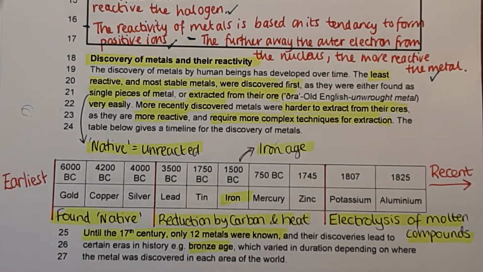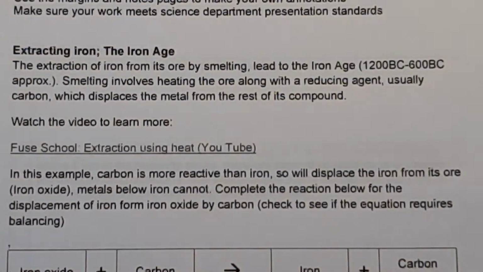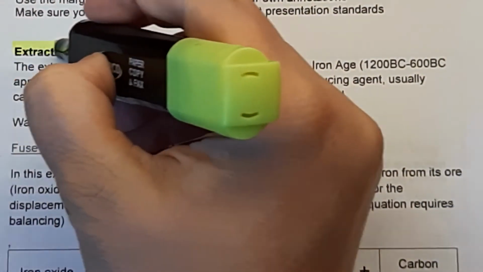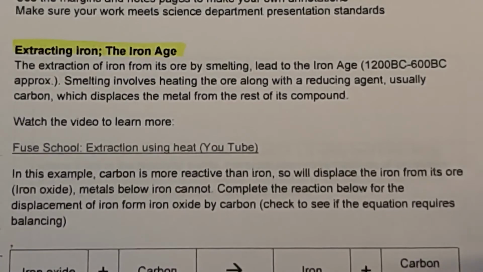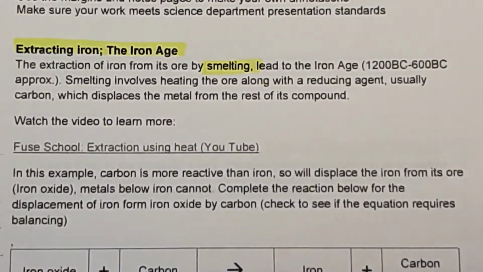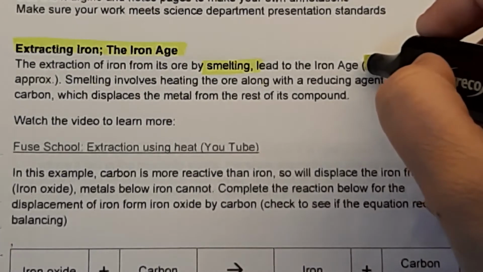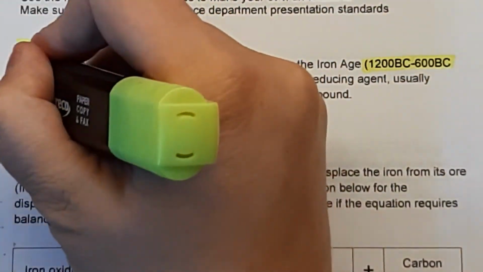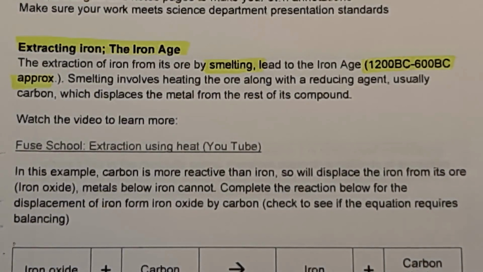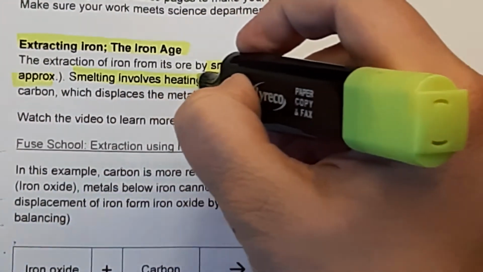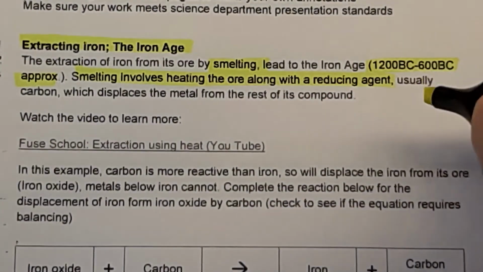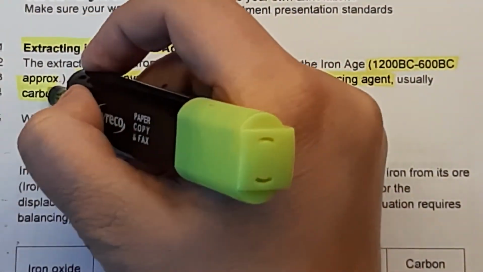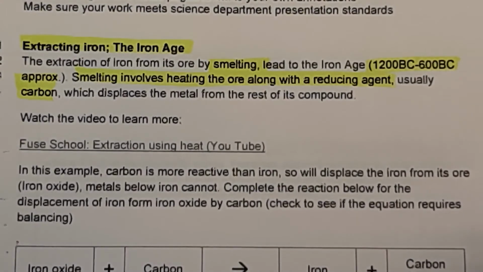So we're going to move on to page 29 now. So, extracting iron, the Iron Age. The extraction of iron from its ore by smelting led to the Iron Age, which was approximately 1200 BC to 600 BC. Very much approximate. Okay, so what is smelting? Well, smelting involves heating the ore along with a reducing agent, which typically was carbon, which displaced the metal from the rest of its compound.